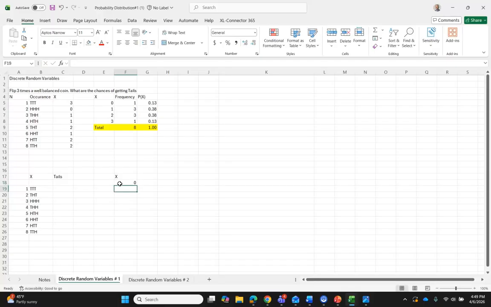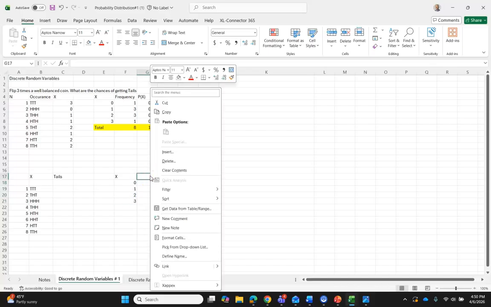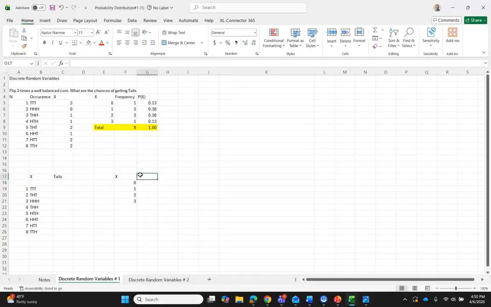So when can we find one tail? I mean, just one tail. Or sometimes when we flip the coin, we can get 3 tails. So these are the possibilities. So let's look at the frequency or the occurrences.